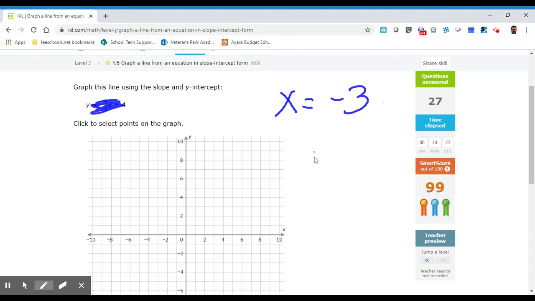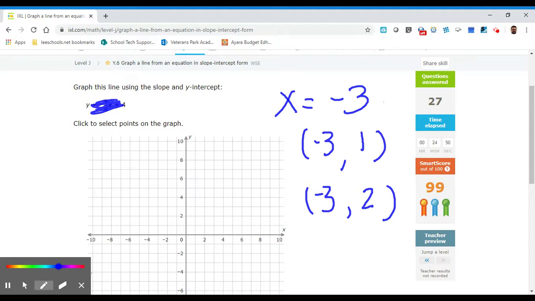So in order to solve this, just pick 2 points. It doesn't matter what the points are. Any 2 points will do. And just make your x value -3. So you could do -3, 1 and -3, 2. And again, it doesn't matter. You could pick any numbers you want. But your x value has to be -3. So if you were to plot this, -3, 1 is right here, and -3, 2 is here, and just click it.